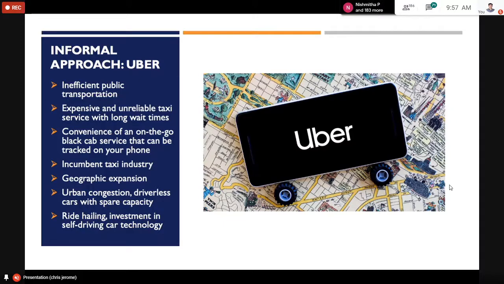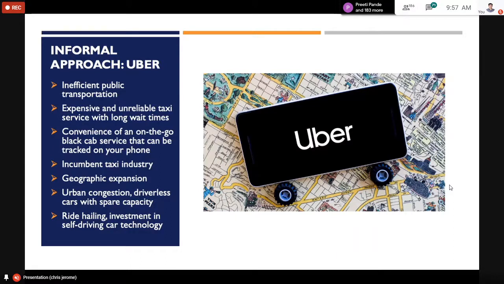And question 5, I said, is identifying where growth is going to come from. So what the founders of Uber identified was that this problem is not just a San Francisco problem. It's a problem in New York, it's a problem in Delhi, it's a problem in Bangalore, it's a problem globally. So they identified that growth is going to come from geographic expansion.